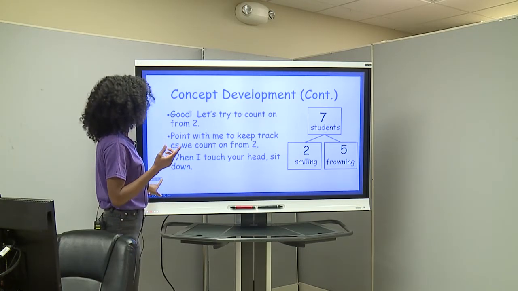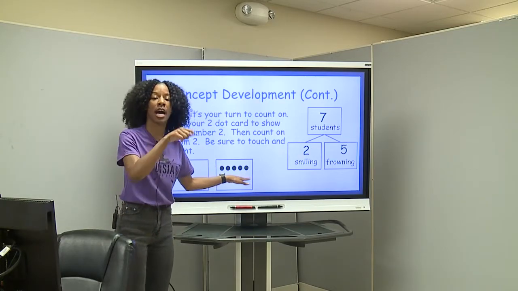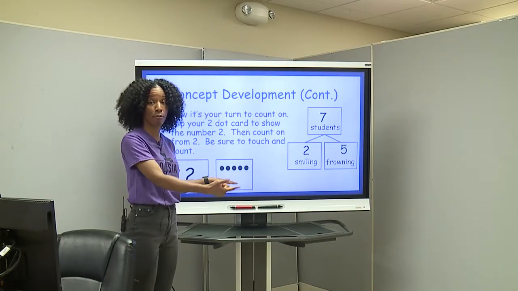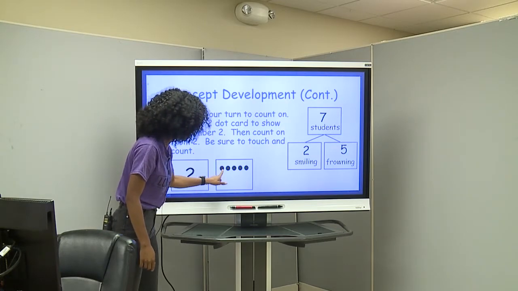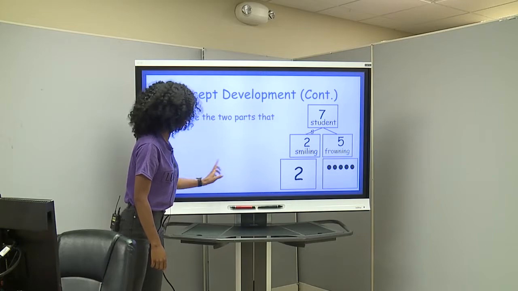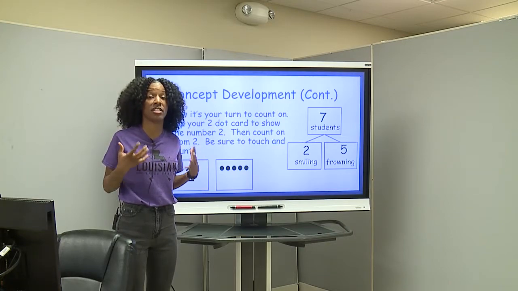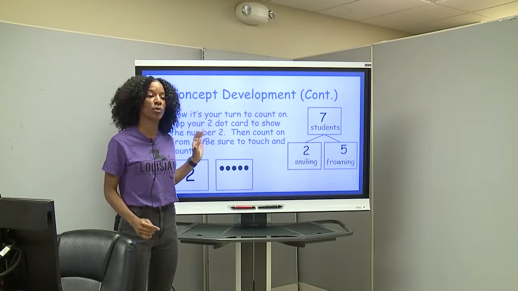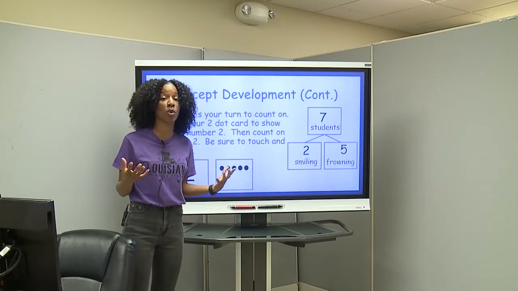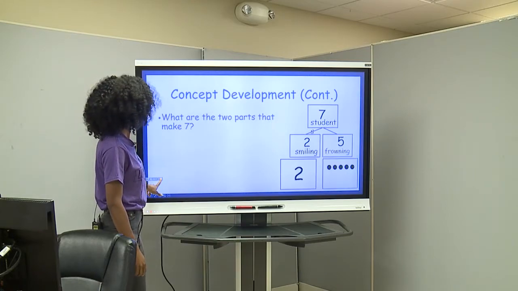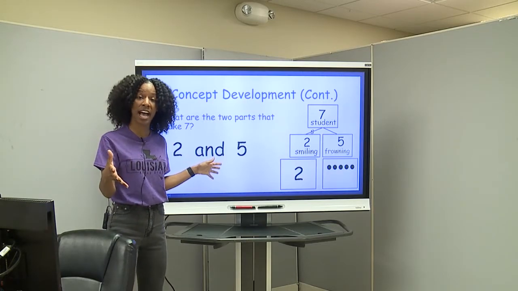Now, we want to count on, which is the best strategy to help us out. So we have our 2, but we have our 5 dots, and that's going to help us count on to the students that are frowning. So we have 2 students that are smiling, and then we'll count on 2, 3, 4, 5, 6, 7. So we have a total of 7 students, and that strategy is a counting on strategy. So we started with our 2 smiling students, and then we counted on the 5 students that were frowning, and we got a total number of 7 students, okay? Now, our 2 parts that make up 7, 2 and 5, okay?